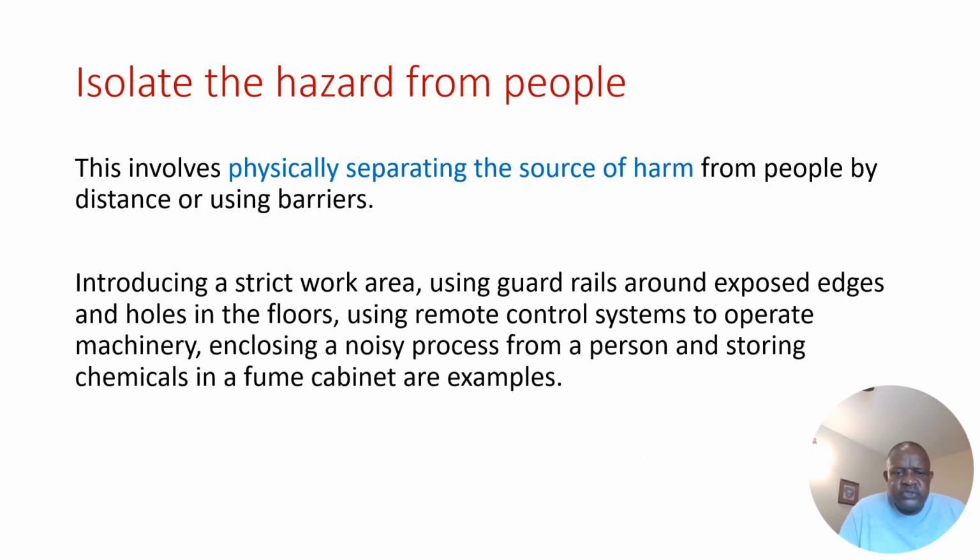And then isolation. This involves physically separating the source of harm from people by distance or using barriers. Isolation: introducing a strict work area, using guardrails around exposed edges and holes in the floors, using remote control systems to operate machinery, enclosing a noisy process from a person, and storing chemicals in a fume cabinet are examples.